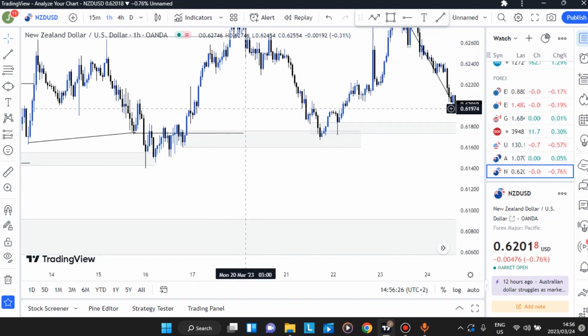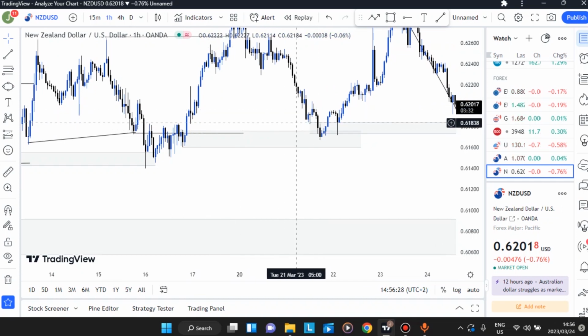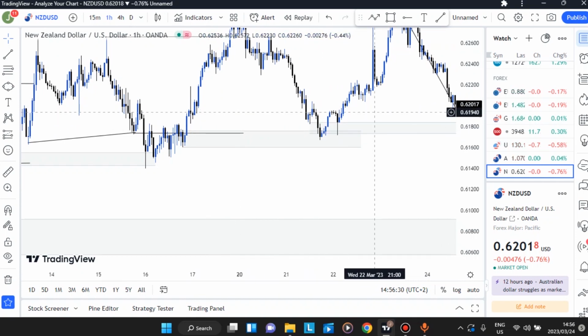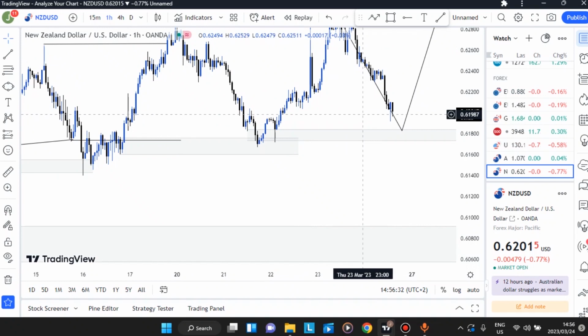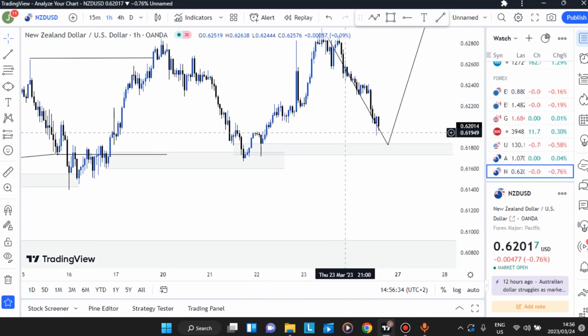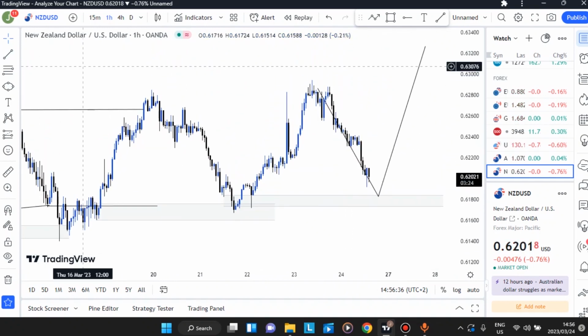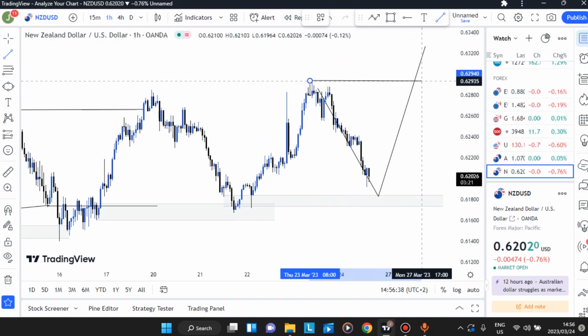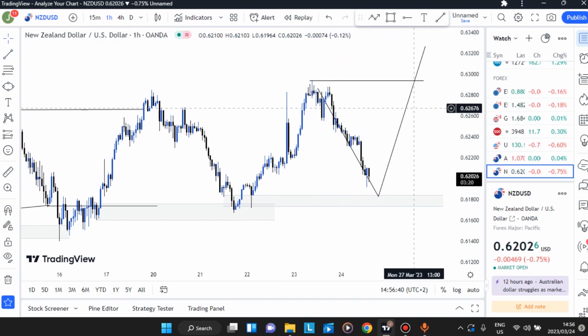And then when the market comes and taps into that one, the market starts shooting to the upside. And as you can see here, where is our QML? Our QML is here. This is our order block. We are still waiting for the market to come and tap into the order block so that the market can go to the upside. And here would be our take profit.